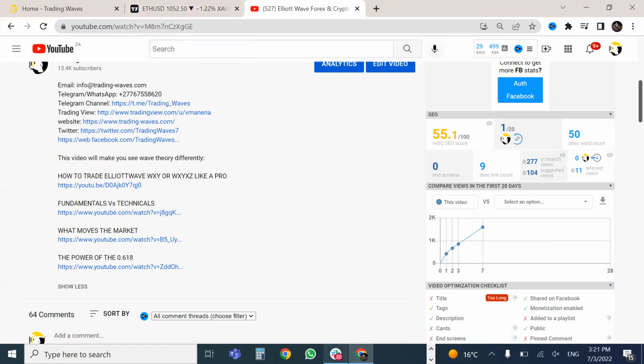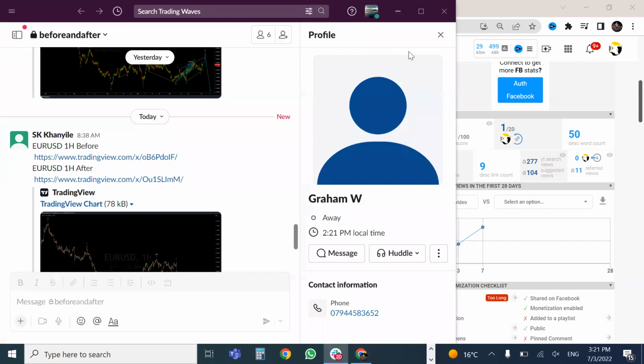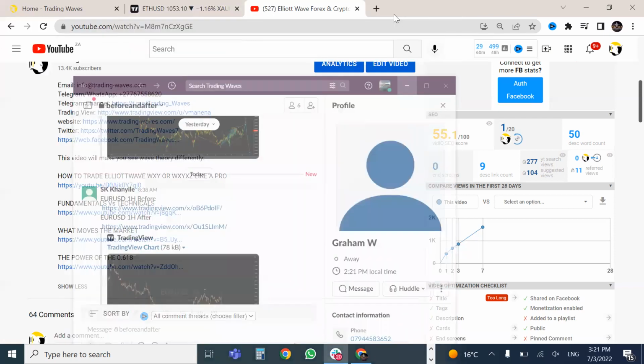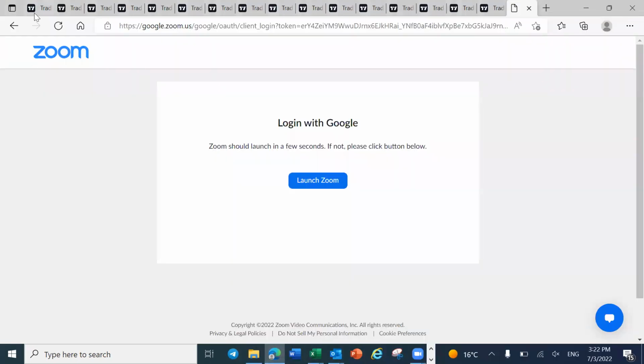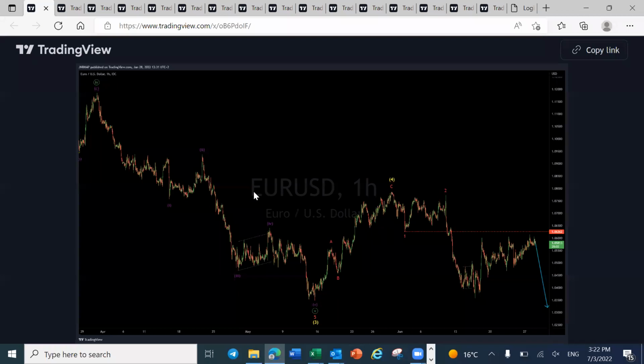Right, let's get right into it. We use Slack for communication with our members and for sharing some of the charts. So here are the charts before and after. These are the charts that our members have had access to before the moves. I've already opened up these links in Microsoft Edge, and I'm just going to take you through them as a start.